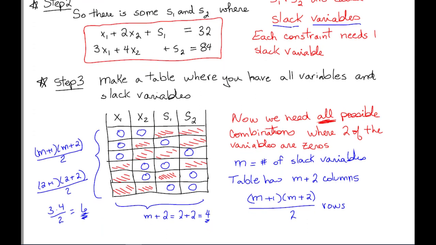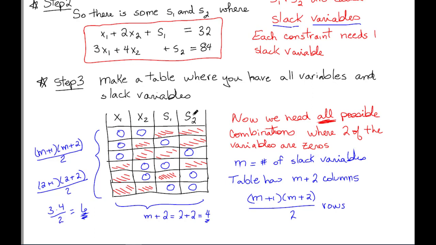Once you do that, you make a table. Now, what's in this table? Well, first off, you see in the table I have listed x1, x2, S1 and S2. That's the only variables that we have. If you had more x1, x2, x3, then you'd list them there as well. And if you had more of these slack variables, you would list them there. So we only have 4.